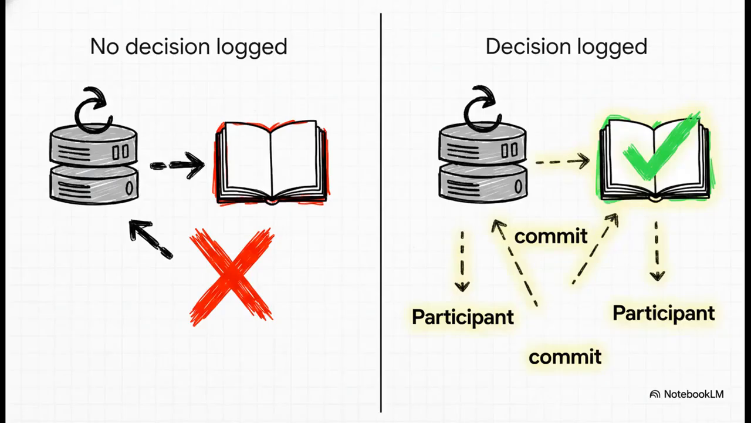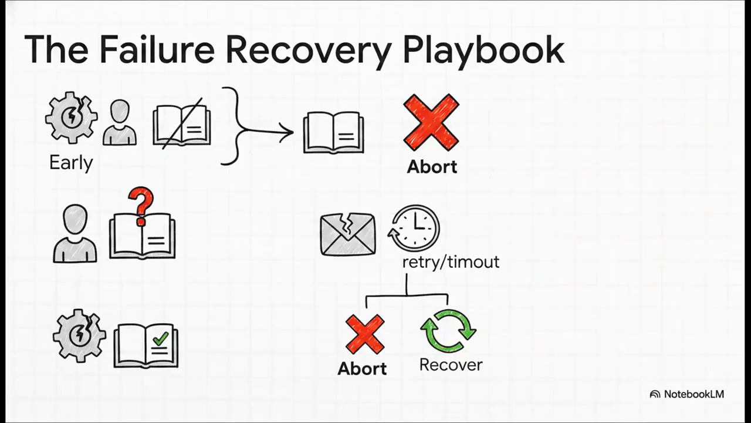So this slide really shows the 2 paths a coordinator can take when it restarts. On the left, if the coordinator crashes before it logged a final decision, it's got no choice when it reboots but to abort the transaction, just to be safe. But over on the right, if it had already logged its decision to commit, that log entry is now its source of truth. It'll use that to get back to work, resending that commit message to anyone who might have missed it.